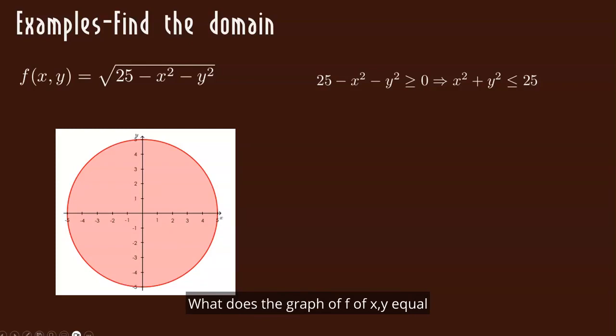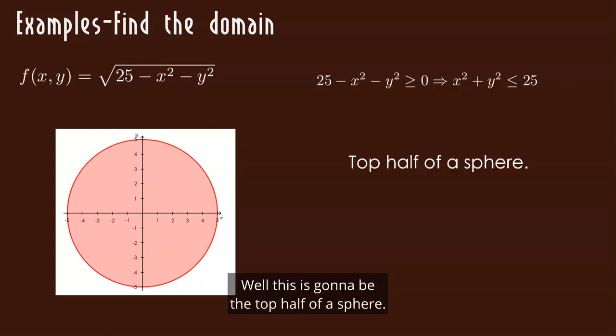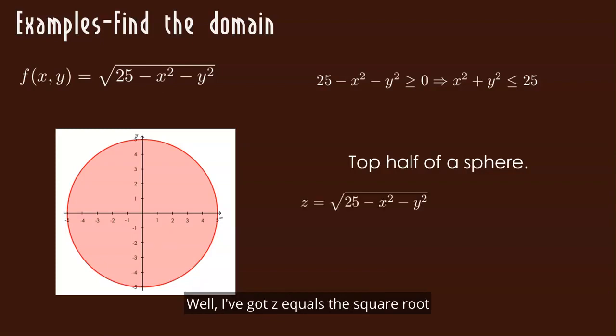What is the graph of f of x,y equal to the square root of... Well, this is going to be the top half of a sphere. And how do I know this? Well, I've got z equals the square root of 25 minus x squared minus y squared. This means z has to be positive.